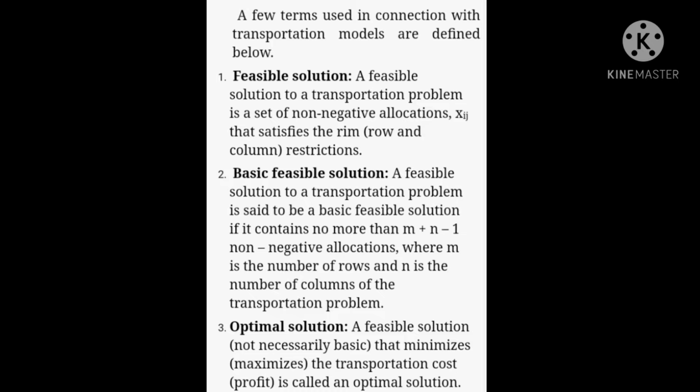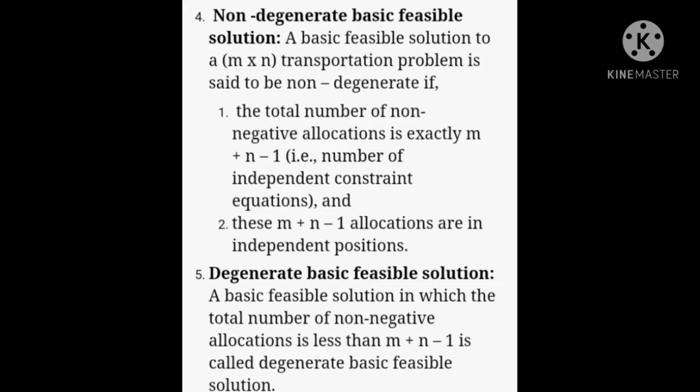In this, whenever we find the values, we first calculate a feasible solution, meaning row-wise or column-wise all the allocations should be non-negative or not. Second, we calculate basic feasible solutions, and then we go for the optimal solution. We will be using different techniques.